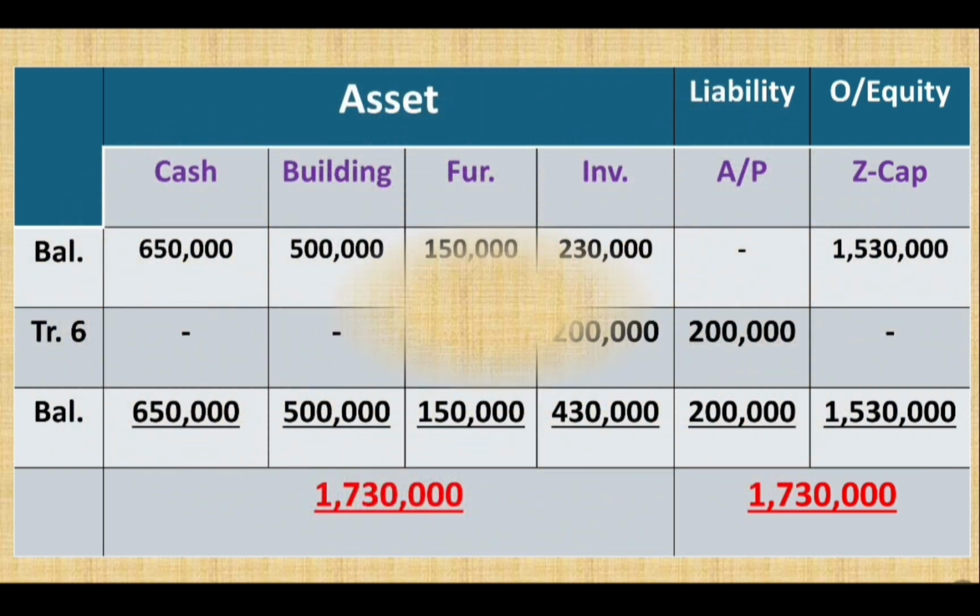This is what I have said earlier. There will be a new liability account, that is account payable. As the name indicates, this is an account that is going to be paid in the future. So this is our table. The asset is equal to liability plus owner equity, as usual, on the top. Under asset we have cash, building, furniture, inventory. But in liability we have another new account, that's account payable. And in owner equity we have only Z capital.